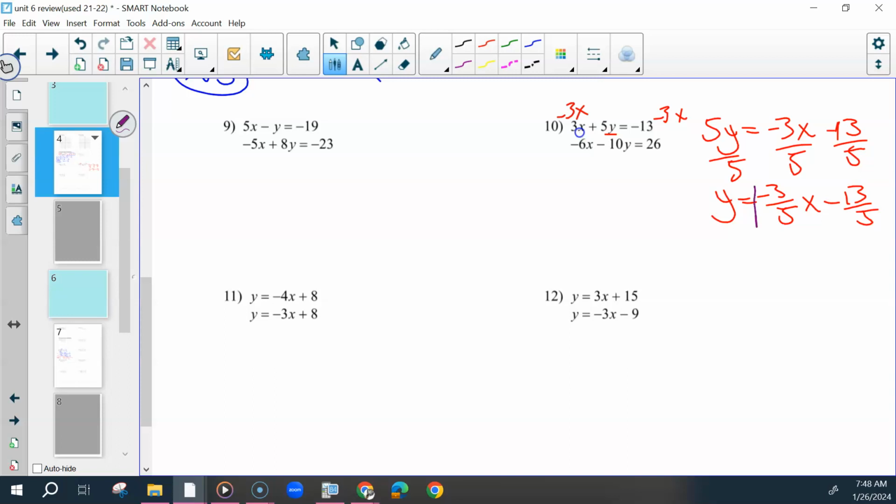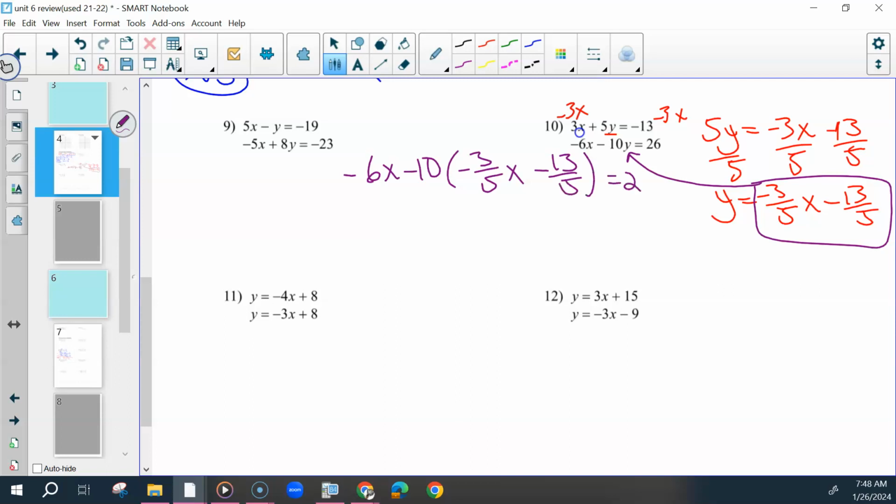So let's put this back into the second equation where y is. I'm going to leave them as fractions. If you put them as decimals, that's fine. So we have negative 6x plus 6x plus 26. That's a lot. That would be infinitely small.